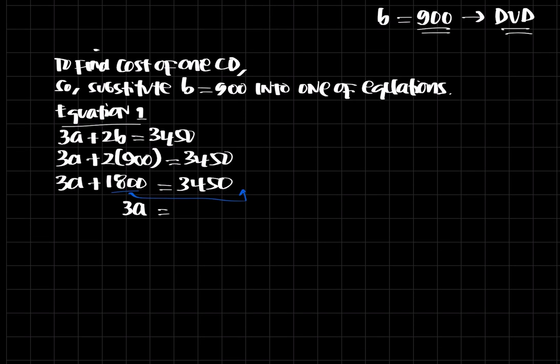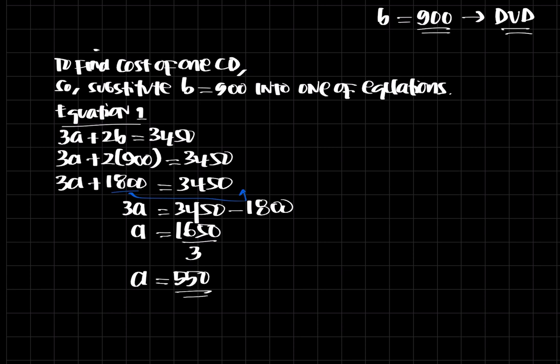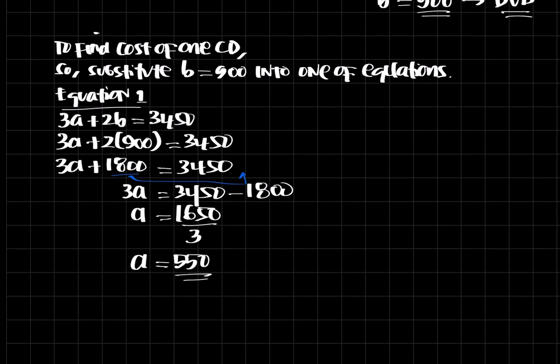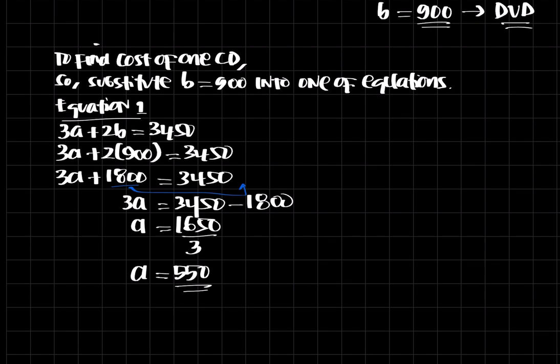3450 minus 1800. So then this is 1650, right? And then divide by 3. So a is 550. But again, you have to convert everything into dollars.